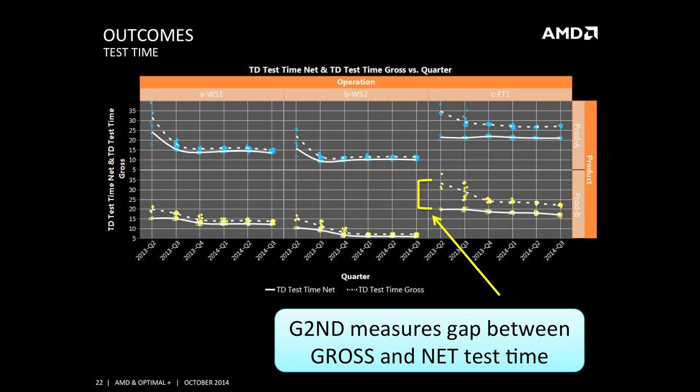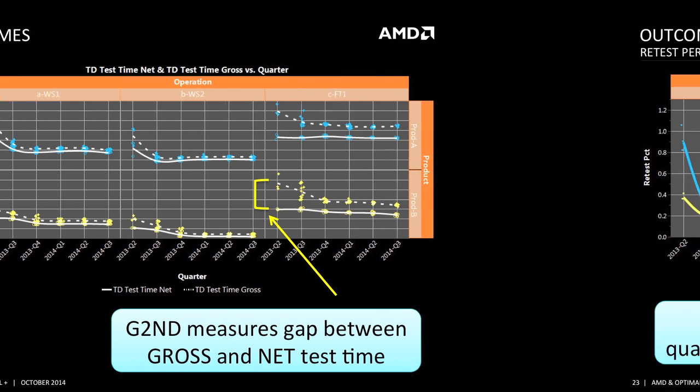These plots are trying to show the actual test time. So the dashed line upper is for product 1, the lower section is product 2. The dashed line is the gross test time, and the solid line is the net test time. So while we were making incremental improvements in our net test time, the biggest bang for the buck, the biggest improvement came from reducing that inefficiency that was hidden under gross test time.